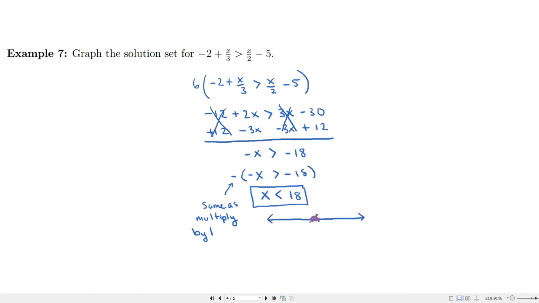And we can graph that real quick. Right? So we have 18. And we're considering values of x that are less than 18, so that's going to be over here. Okay. And in interval notation, if we want to do that, we'll have 18 open bracket to negative infinity.